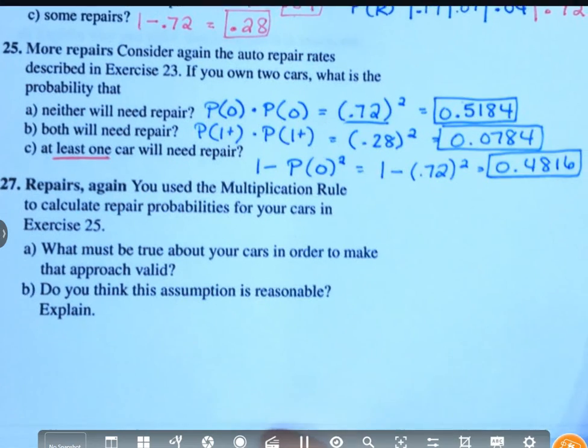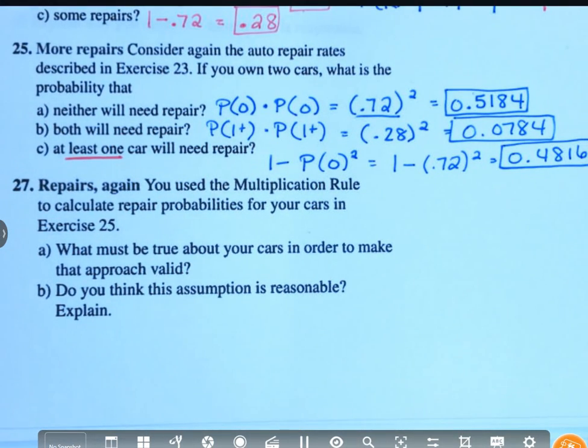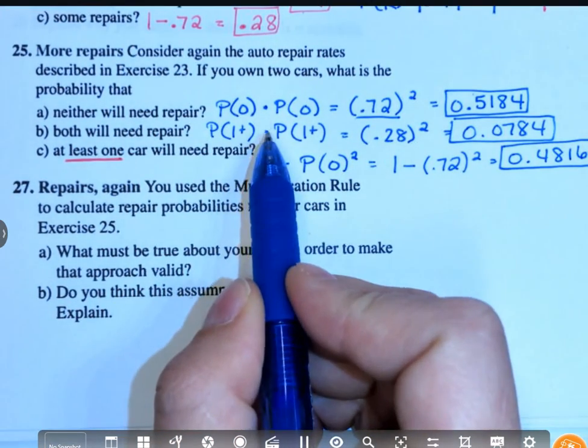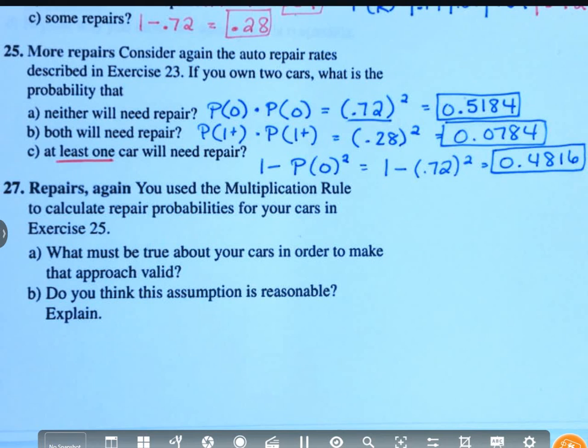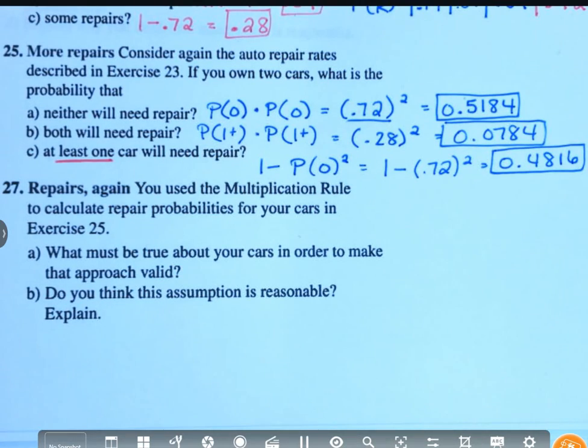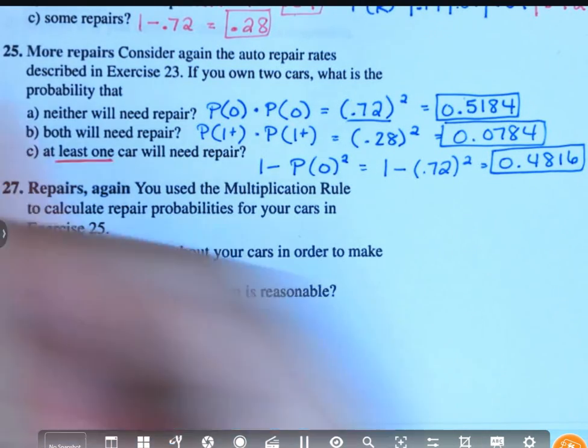Now, the math that was behind this, there was something that needed to be in place in order for us to do that multiplication. What do you need in order to do that multiplication? What word is hugely important? Independence.